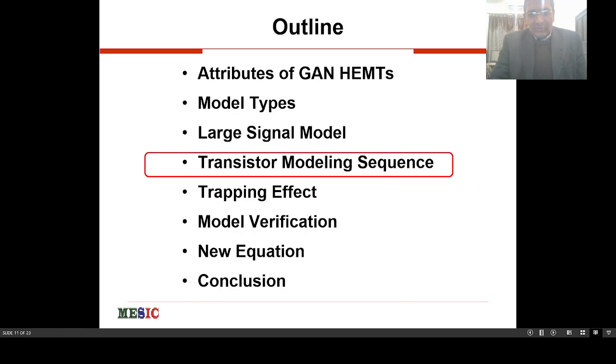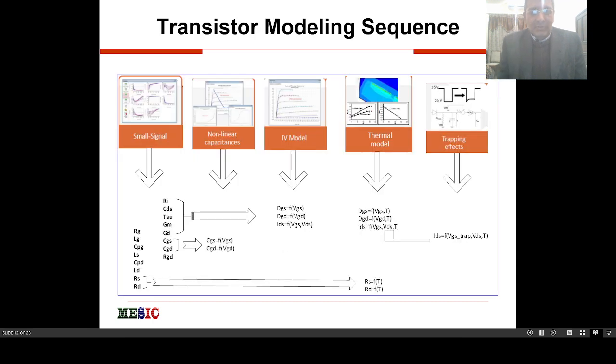So how does the transistor modeling sequence normally work? Here we go. This is a transistor modeling sequence. How we can make a transistor model. First of all, we go for the small signal. Small signal means linear. When we have IV, a linear side, we call this a small signal. Large signal means it is a non-linear effect. So small signal, you can see if we have a small signal IV and other parameters, we can drive. We can take the values.